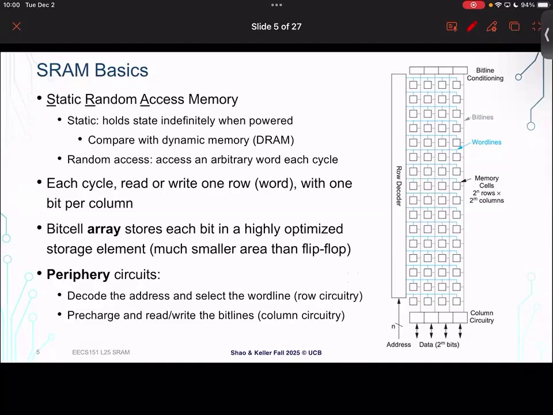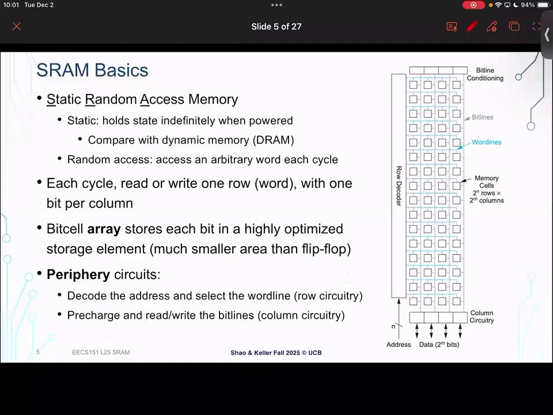SRAM, static random access memory. Some of you may be familiar with that acronym already, but let's be clear about what it means. Random access memory, or RAM, just means we can read and write to arbitrary parts of the memory each cycle. We don't have to read in order or write in order. With an SRAM, we're going to be reading one whole word at a time. So a word might be 32 bits or 64 bits or 128 bits. We're not reading and writing individual bits in an SRAM. We're reading and writing whole words at a time.